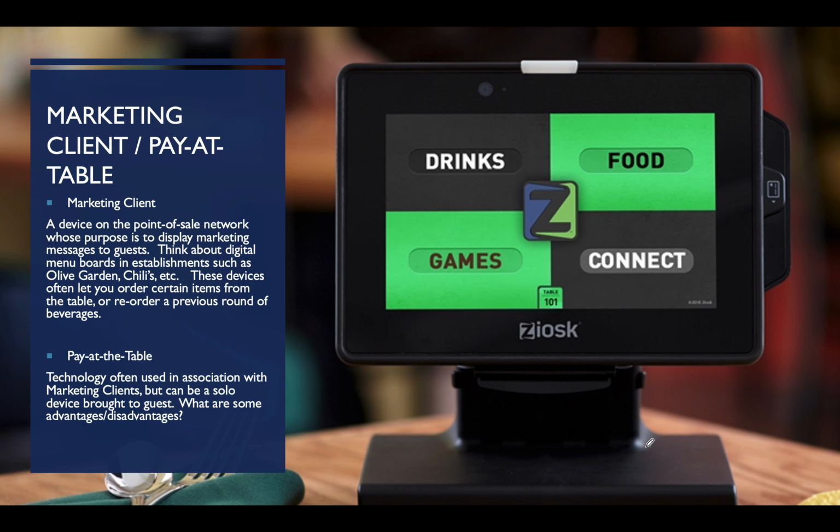Let me go back to advantages for a second. Another huge advantage of pay-at-the-table technology, probably the biggest one, would be the security of payments, right? This is why, in general, this is going this way. It reduces liability on the business.